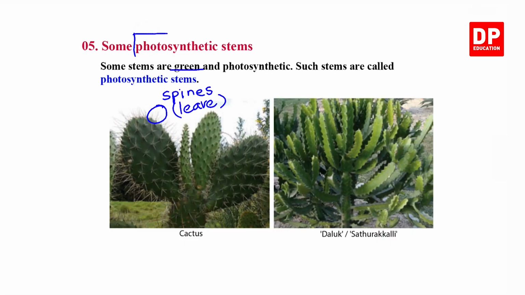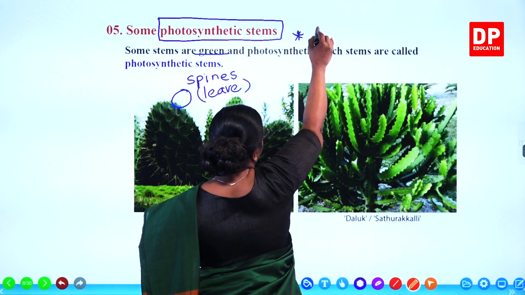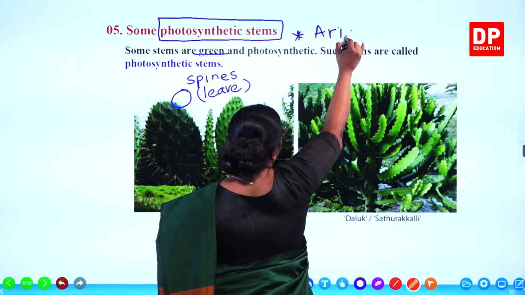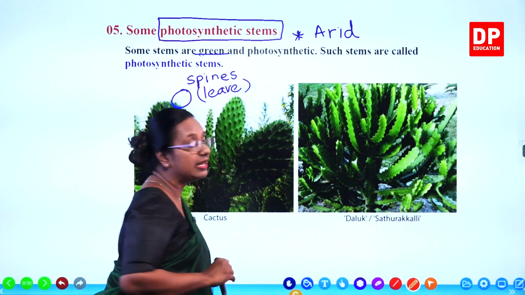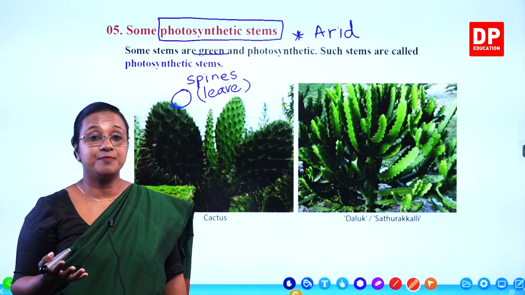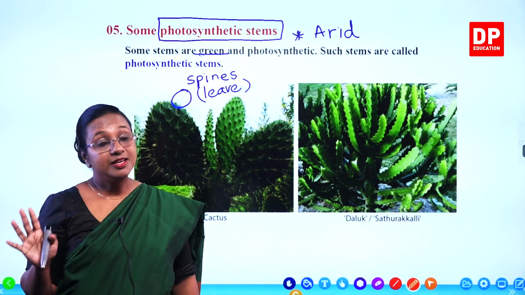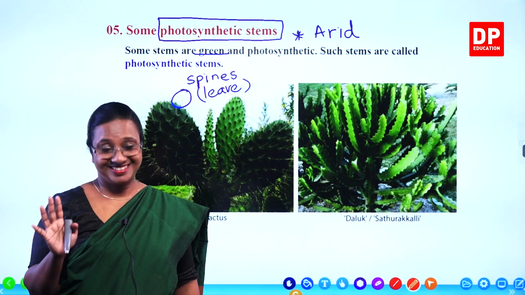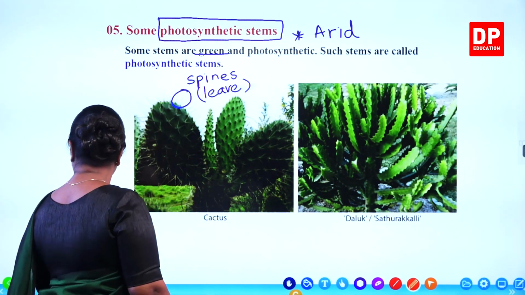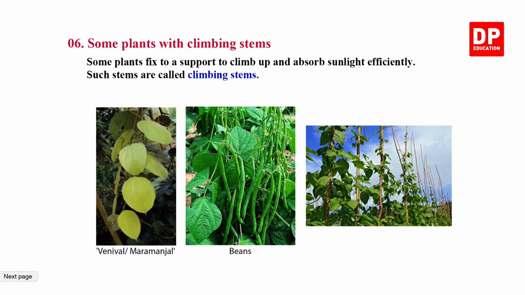So the next adaptation, photosynthetic stems. These are seen in plants that grow in arid environments. You know what arid environment conditions are? Dry, less water conditions. Is that okay, students? Right. Then I will move on to the next one.